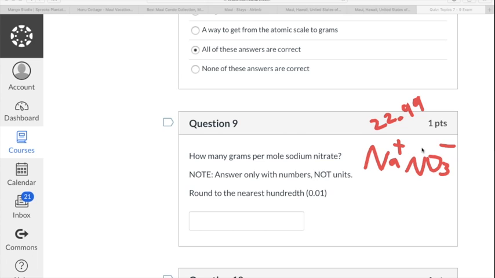Nitrogen is 14.01, if I'm rounding to the nearest hundredth, which is exactly what I'm doing. And oxygen, I know that one too. That's 15.99.